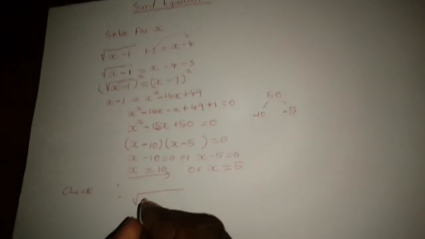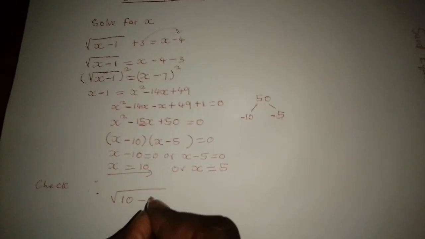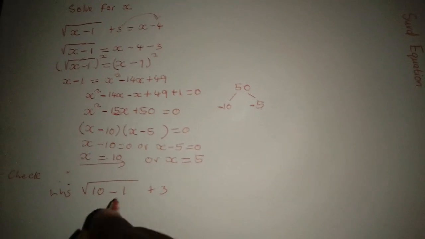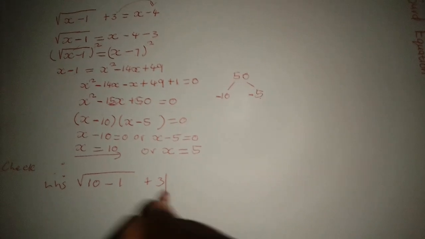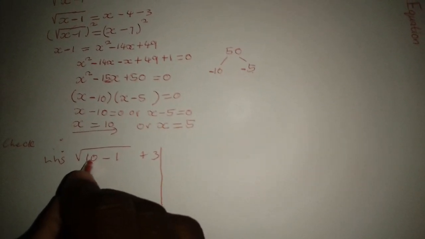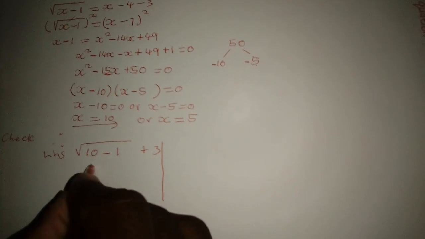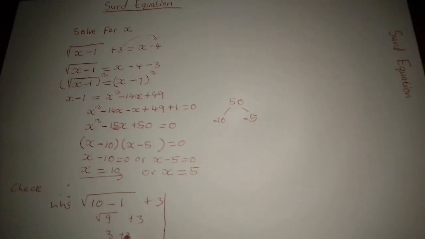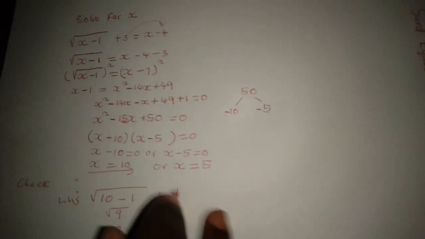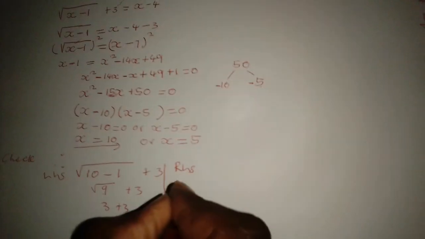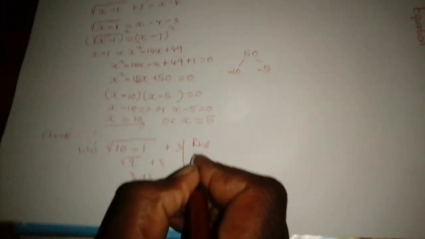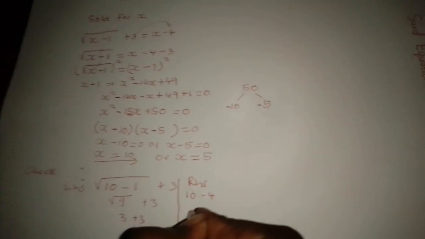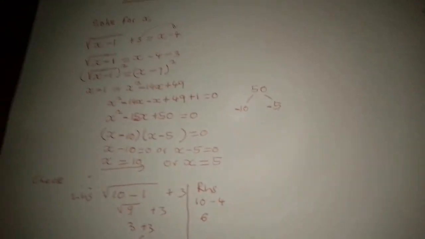Therefore, it will be root 10 minus 1, plus 3. Let's check the left hand side first. 10 minus 1 is root 9. Root 9 is 3. 3 plus 3 is 6. So let's go to the right hand side. The right hand side will be 10 minus 4. 10 minus 4 is what? It's 6. So this solution is valid.